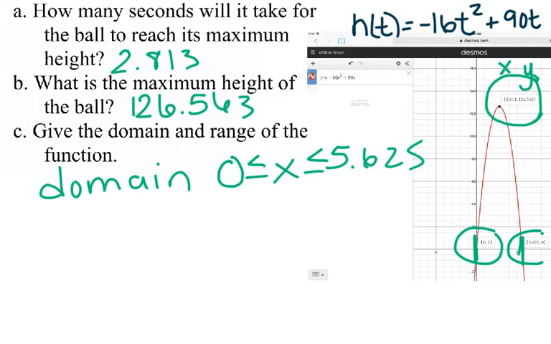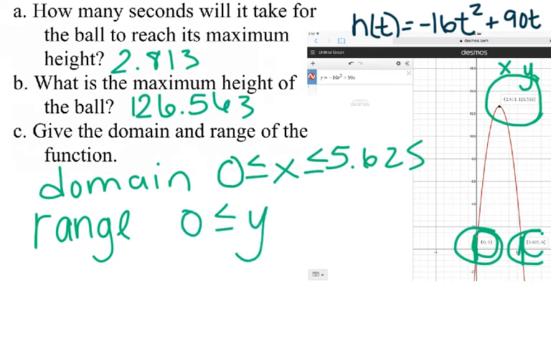So it's a range of values. So you're saying your x can be anywhere in between that, because the ball is in the air between 0 and 5.625 seconds. Alright, when I talk about range, I'm talking about my y-coordinates, what it could be. So I definitely have a y-coordinate of 0. And then the highest that the y-coordinate gets to is 126.563. So my x values can be between 0 and 5.625. My y values can be between 0 and 126.563. That's my domain and range.